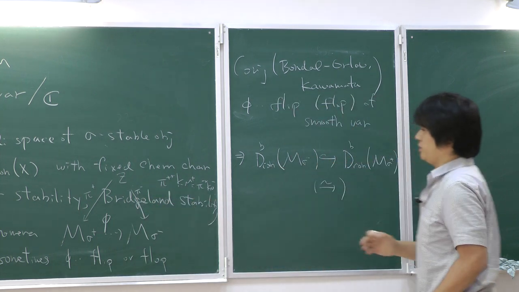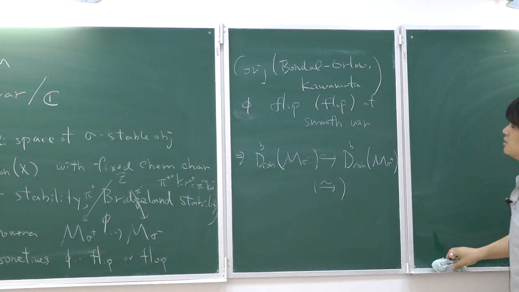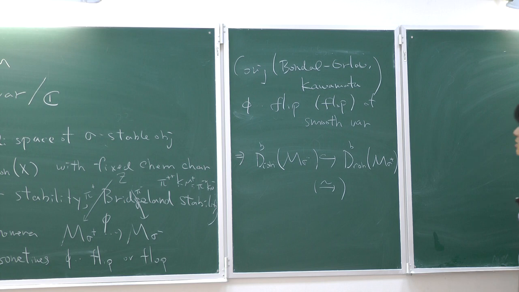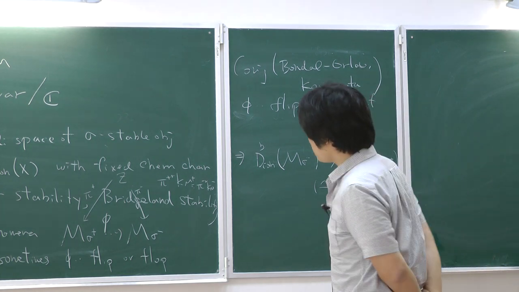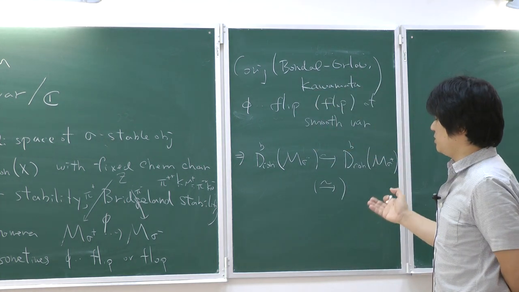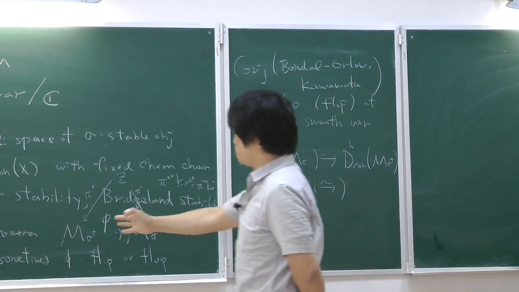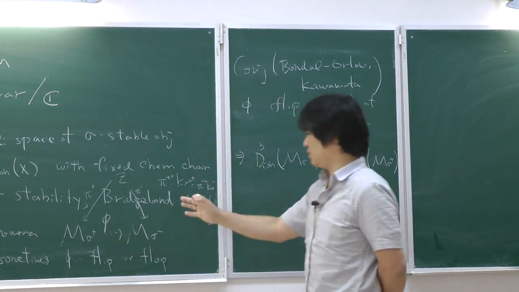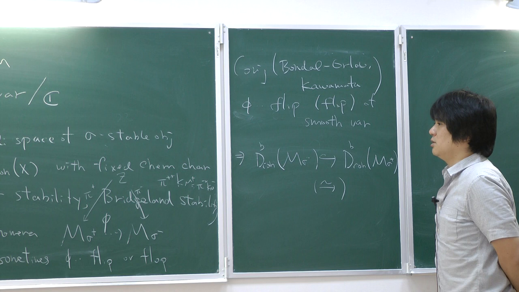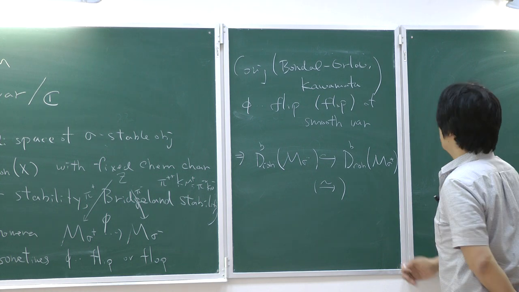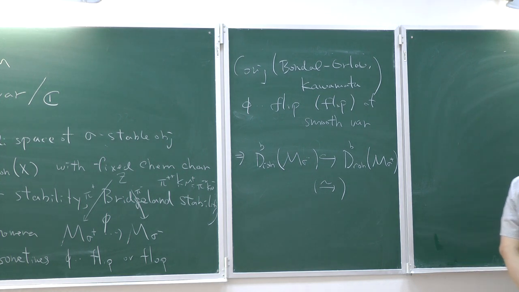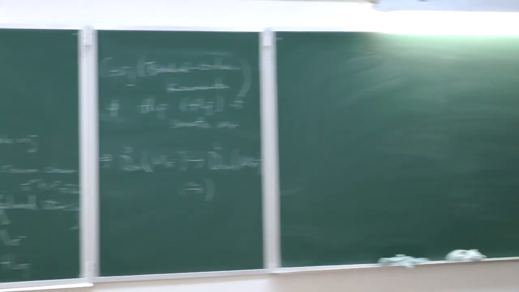So anyway, this question makes sense if you only assume that these moduli spaces are smooth and these are birational. And in some cases, this is satisfied. So we have the following example. This example is due to Daniel Halpern-Leistner.